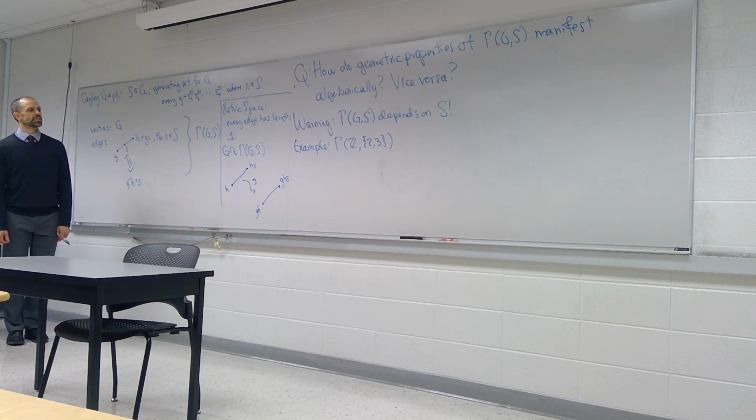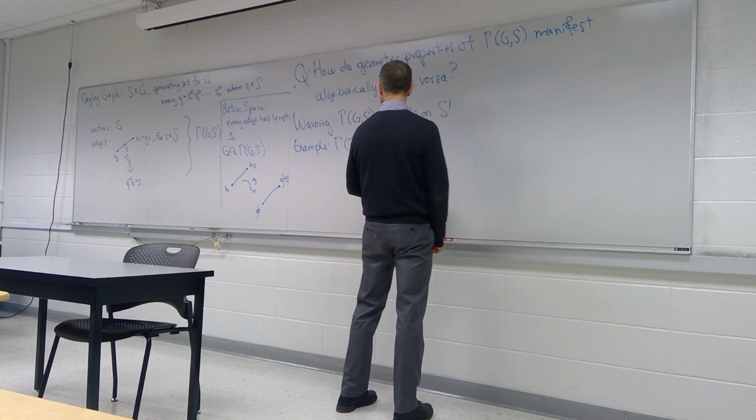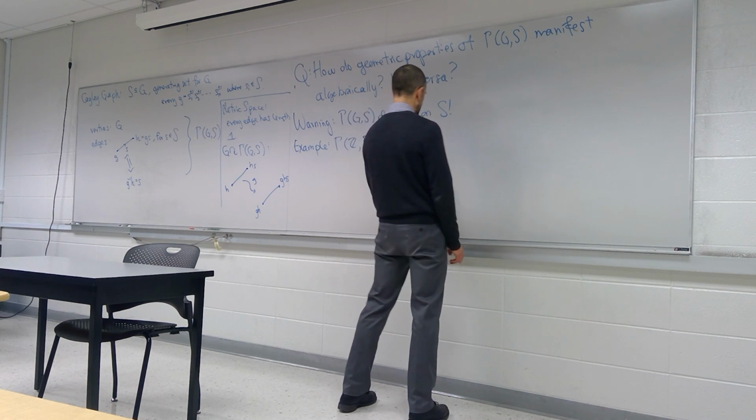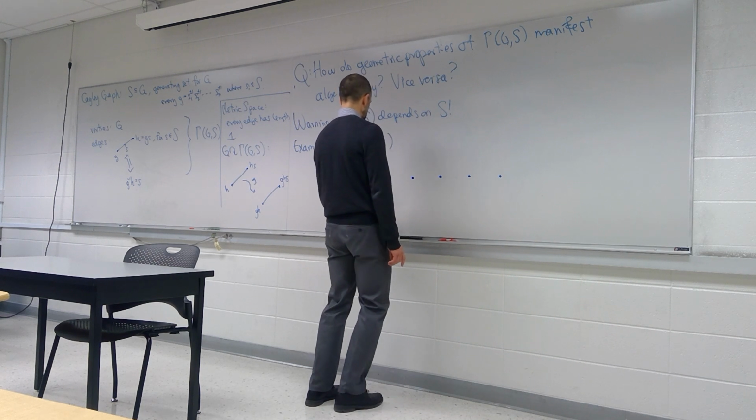And so, what does the Cayley graph look like in this case? Well, the vertices don't change. The vertices don't depend on the generating set, they only depend on the group. So let me go ahead and draw the vertices just like I did before.